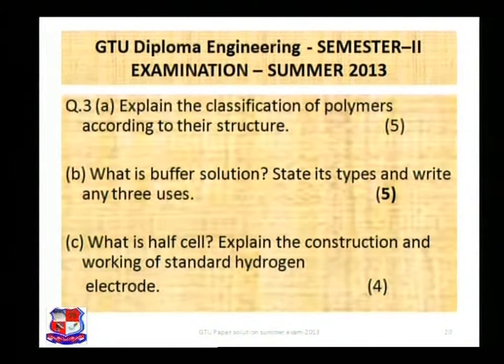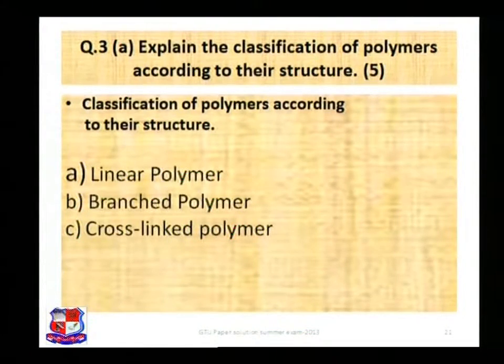They have asked the classification of polymer based on the structure. It means that you are supposed to write the definition and draw the polymer based on that. B part has a weightage of 5 marks: buffer solution, its types and uses. C part is: what is half cell, explain construction and working of standard hydrogen electrode. So these are the 3 things that one has to cover. Today we will be starting with the first answer, the classification of polymer on the basis of structure.